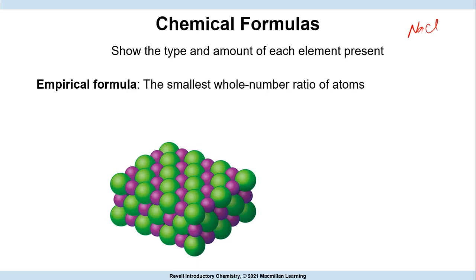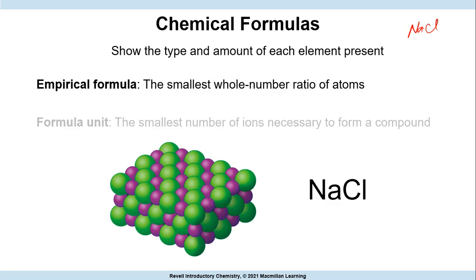Here, let's look at what we call the empirical formula. The empirical formula is the smallest whole number ratio of atoms. We also have what we call the molecular formula as opposed to the empirical formula. So the empirical formula shows the smallest whole number ratio, and the molecular formula will show you the actual number of each atom that is found in the compound.